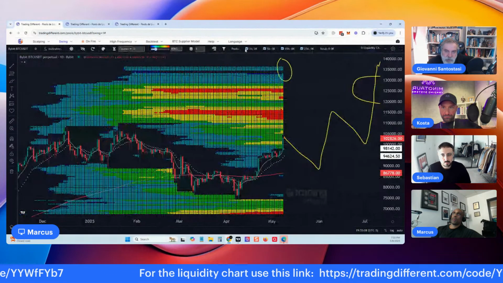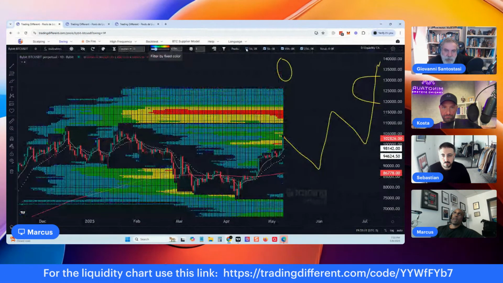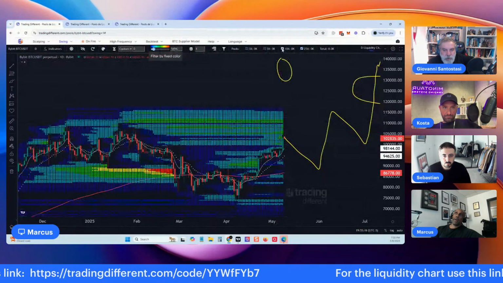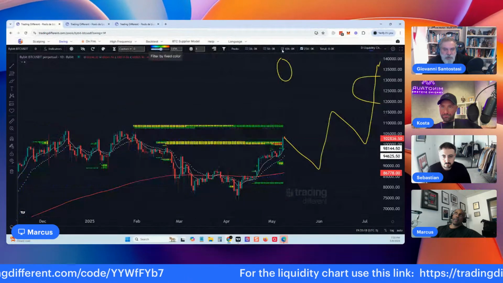So what I'm going to do is take off the 3x, take off the 5x, and the 25x. Then when you add in the 10x, the different leverages.